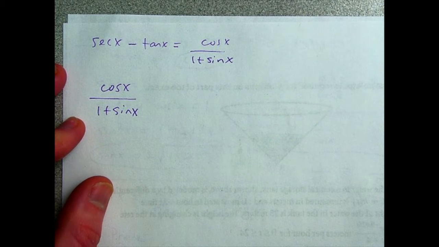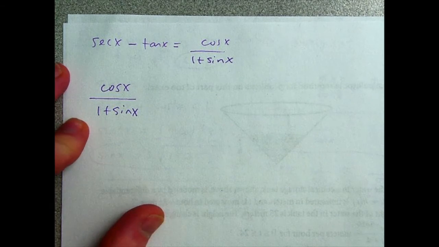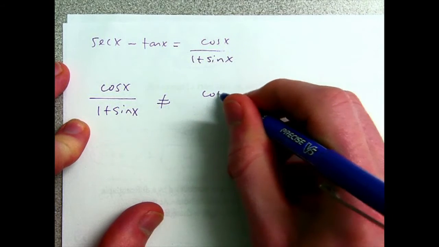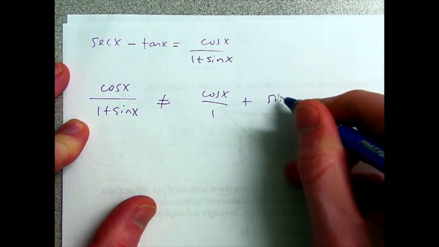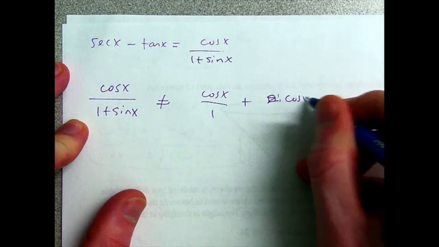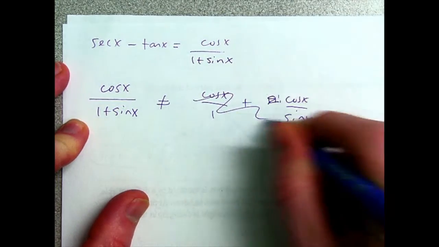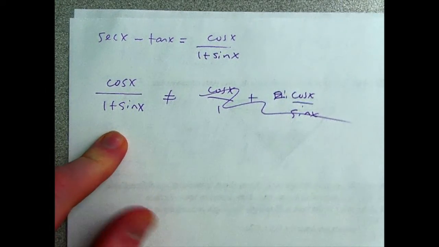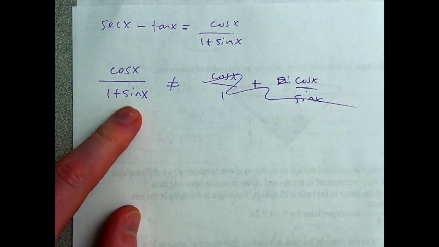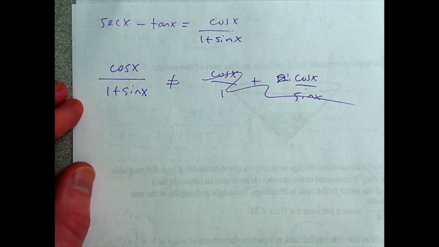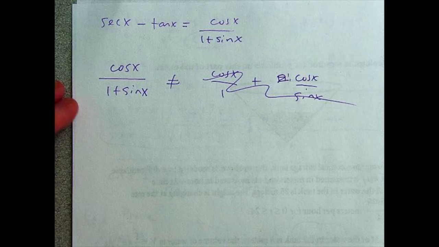Really, there's nothing. I mean, you can't split the fraction. Remember, this is not equal to cosine x over 1 plus cosine x over sine x. That is not true, right? You can't split this fraction when the addition is in the denominator. There's not really anything obvious you could do. There is kind of a trick.